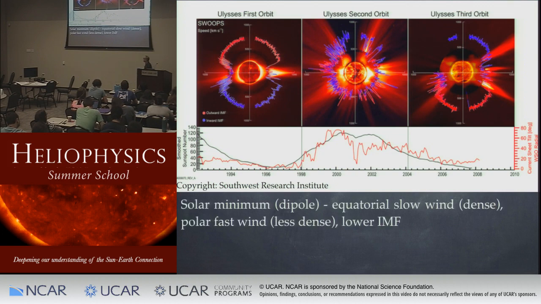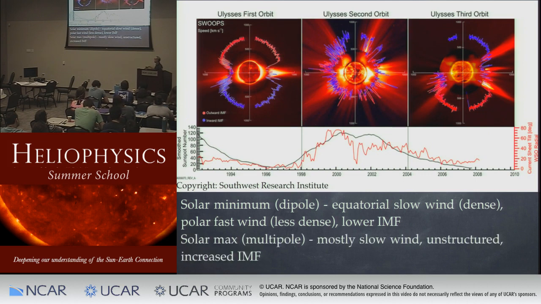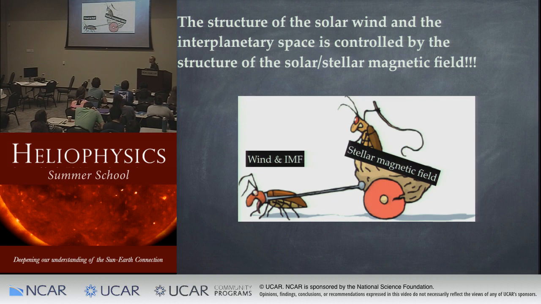But what we can see is that during solar minimum, again, we have the equatorial solar wind and polar fast wind, with a lower IMF, interplanetary magnetic field, state. In solar maximum, we have a multipolar magnetic field of the Sun. We have mostly slow wind. It's unstructured. And we have an increase in the IMF.